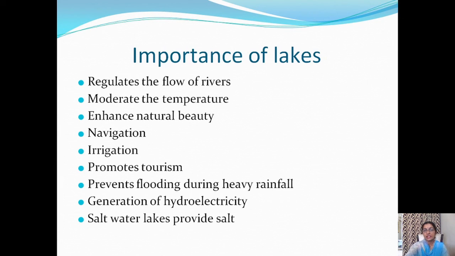Lakes. Just like rivers, lakes have their own importance. A large water body which is surrounded by land is known as a lake. We can categorize lakes into three categories: freshwater, man-made, and saltwater lakes. Freshwater lakes get water by melting of snow and from rainfall. Wular Lake in Jammu and Kashmir is an example of a freshwater lake. Sambhar in Rajasthan and Chilika in Odisha are examples of saltwater lakes, and Govind Sagar Lake is an example of a man-made lake.